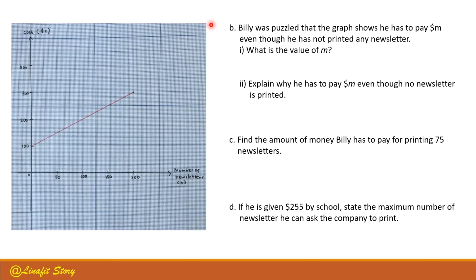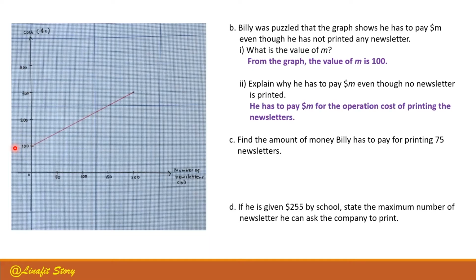Question B. Billy was puzzled that the graph shows he has to pay M dollars even though he has not printed any newsletter. What's the value of M? From the graph, the value of M is 100. Explain why he has to pay M dollars even though no newsletter is printed. He has to pay M dollars for the operation cost of printing the newsletter.